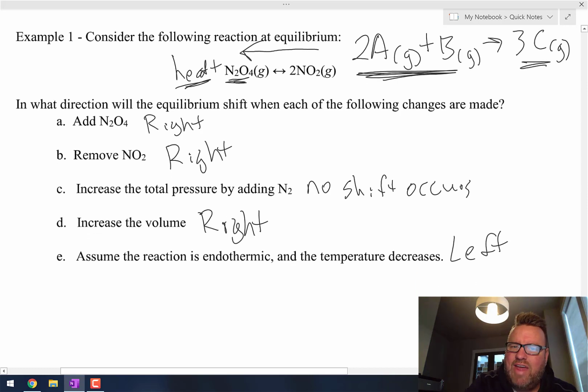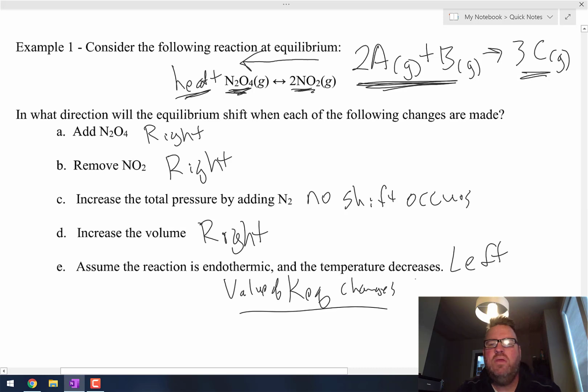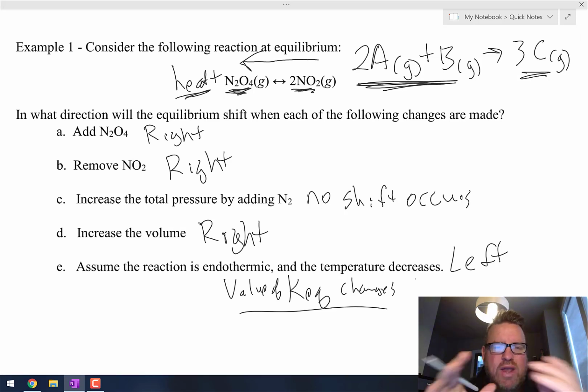And again, that's the time where, in this case, the products are going down and the reactants are going up. This is the only time that the value of Keq changes. So Le Chatelier's principle is just a great way to understand, when a disturbance happens to an equilibrium system, how the reaction shifts to counteract that and reestablish equilibrium.